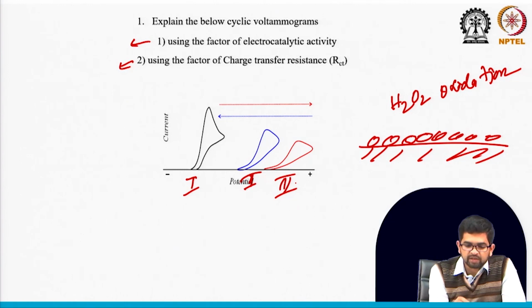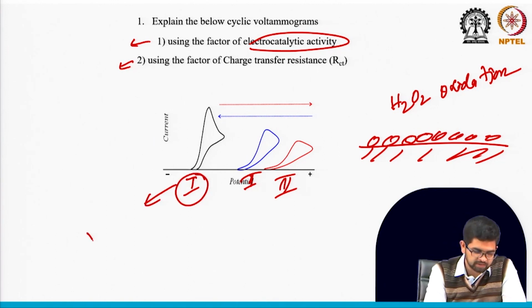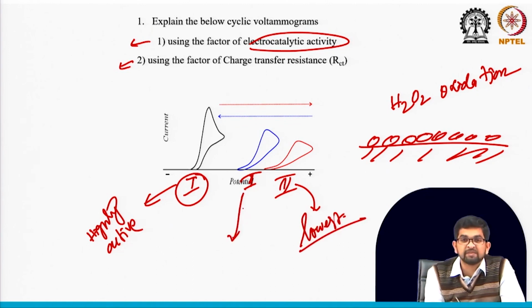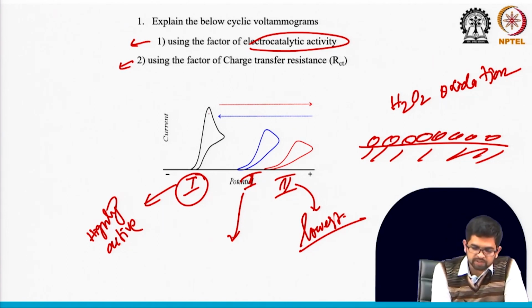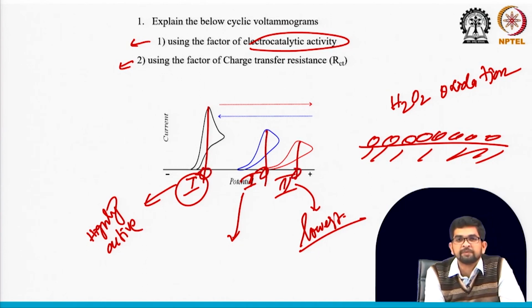Let's explain this one in terms of electrocatalytic activity. So now it is very much clear which surface is the highest electrocatalytically active and which surface is the lowest electrocatalytically active. So number 1, I think now you can easily predict, is highly active, and number 3 is the lowest. This one is medium, moderately electrocatalytically active, because of the potential positions. These potential positions you can predict.